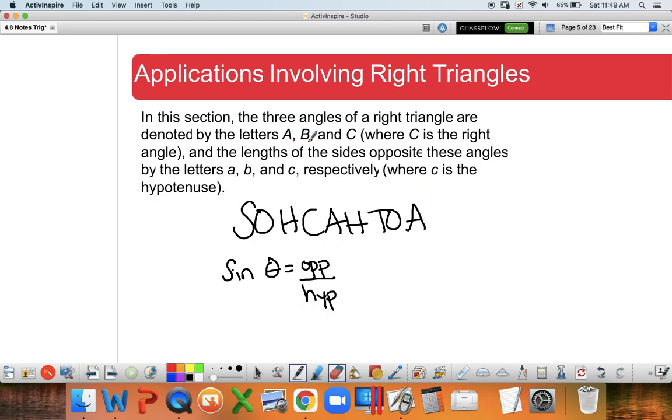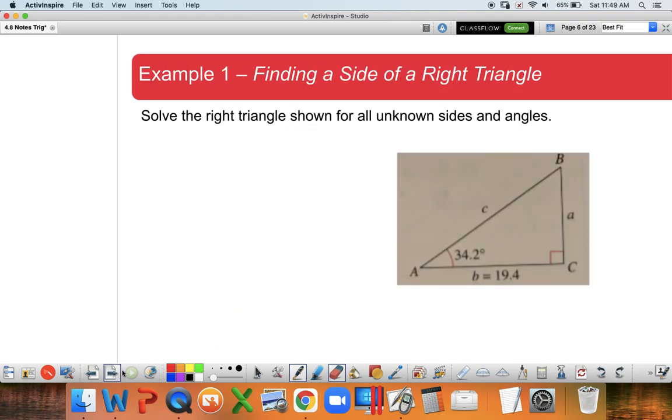And they're making sure that we know that sometimes they will denote angles as A, B, and C, where they are uppercase angles, and then the sides will be in lowercase letters. And let me show you what I mean. That first example is using a picture where the angles are uppercase letters and the lowercase letters represent the sides. So we're going to find every single piece of missing information in this diagram.